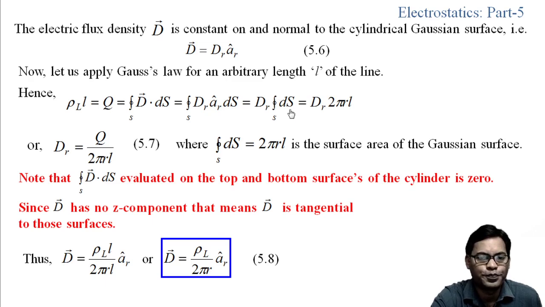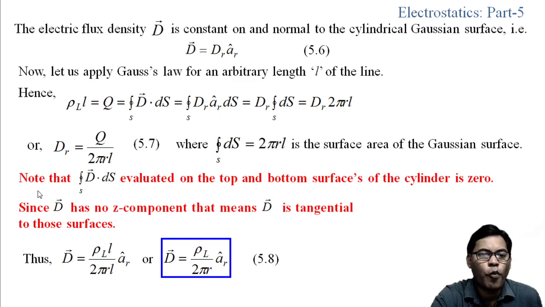Now we know the surface integral of dS we can get from the cylindrical coordinate system, that will be D_r into 2 pi r L. From that we get D_r equals Q by 2 pi r L, or in other words D_r equals rho_L by 2 pi r.